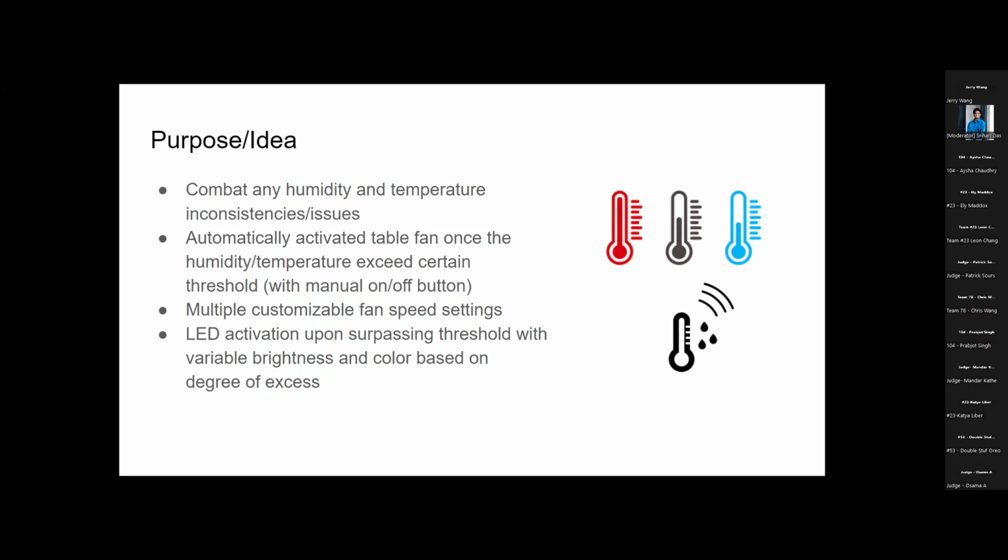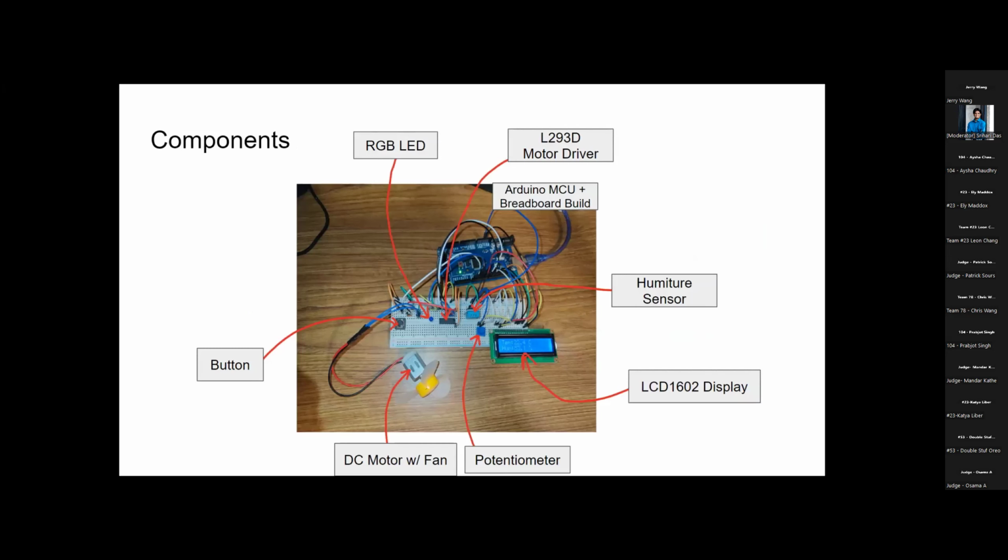So we designed a device that will detect the humidity in the room and automatically turn on a fan once a threshold is passed. Depending on how humid the room is, different speeds will be applied to the fan, and an LED will turn on indicating that a threshold has been passed. For the build, we used an Arduino MCU and a breadboard. You can see a list of the components that we used.